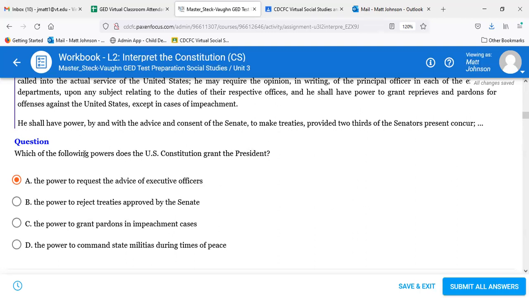And then the power to command state militias during times of peace is kind of antiquated, because what was considered the state militias at that time is now the National Guard and the reserves. We hear about it during natural disasters, right? They'll call in the National Guard to help out. But state governments also have the power to call out their own National Guard to do that.